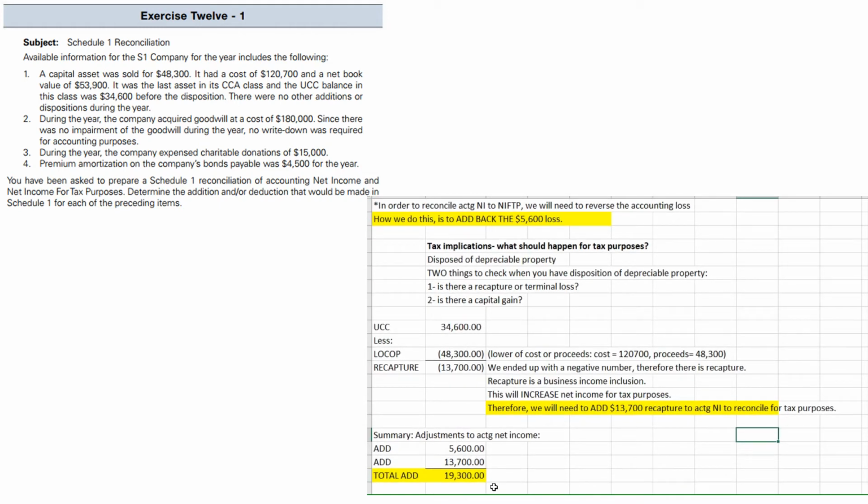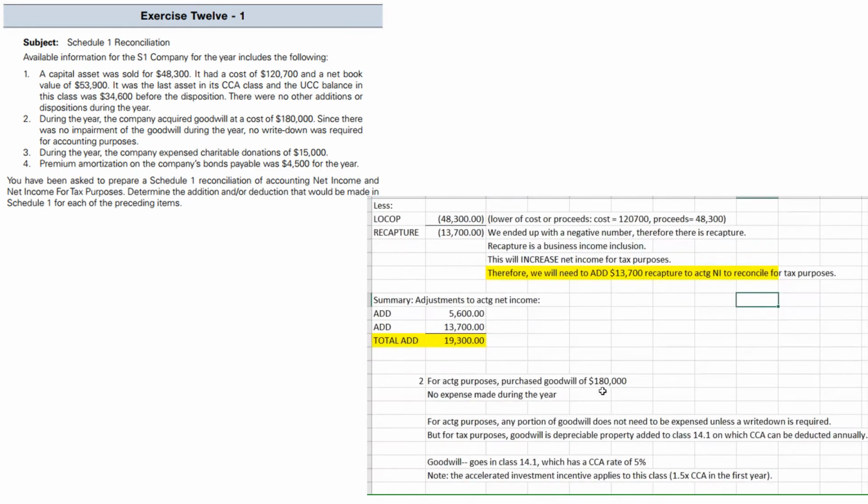Total adjustments for accounting for net income for tax purposes will be add the $5,600 plus the $13,700 for a total adjustment of $19,300. Second situation, we have during the year the company acquired goodwill at a cost of $180,000.